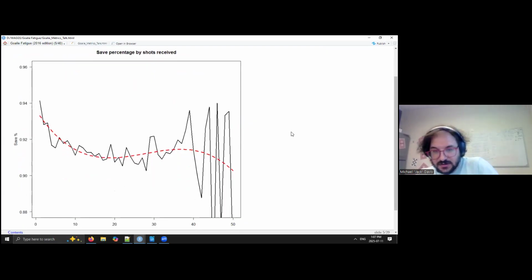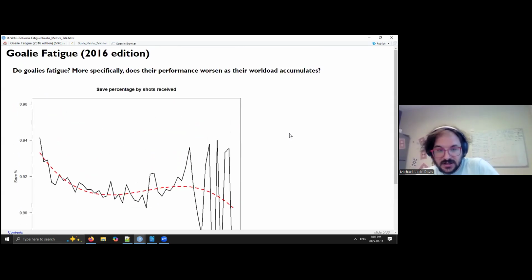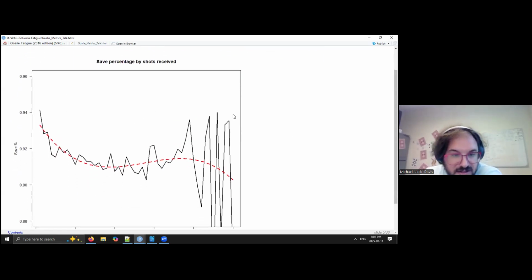Does this zoom out at all? No? Okay. So I fit a polynomial curve to it. We can argue about how well or poorly that's fitting, but I've built upon this since then.